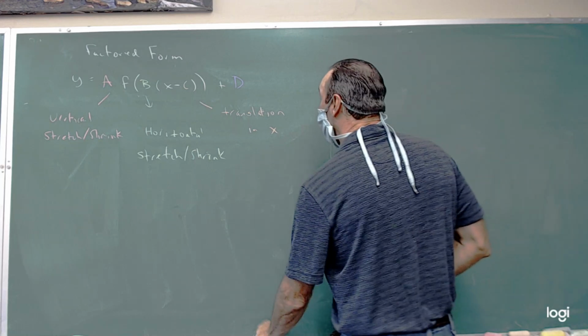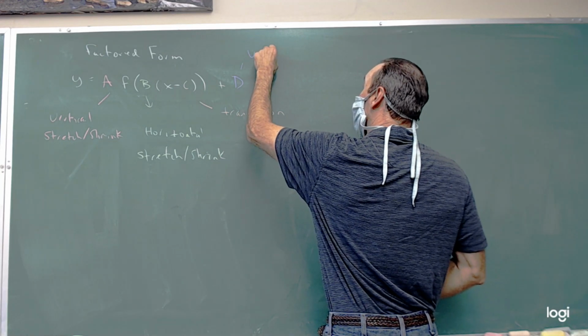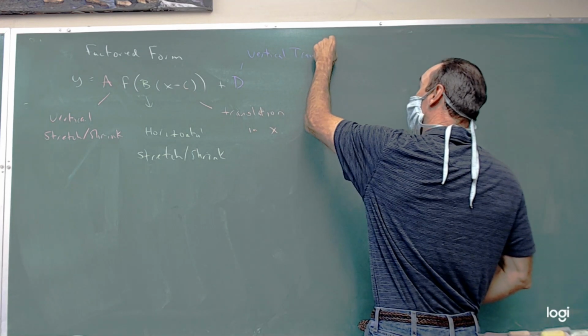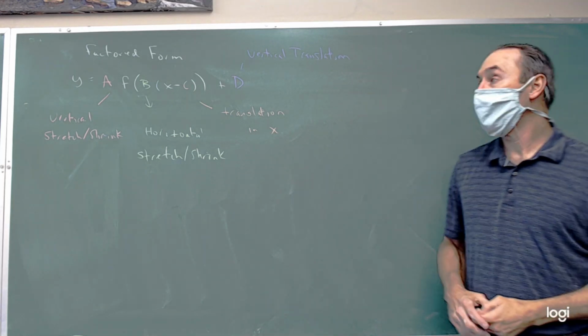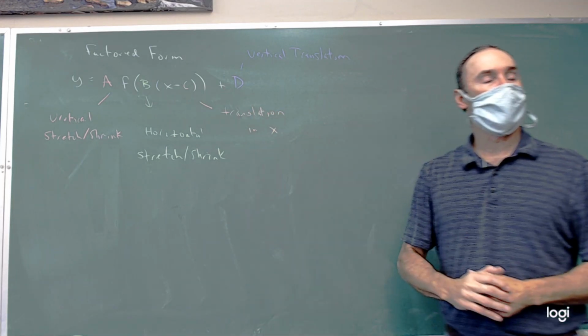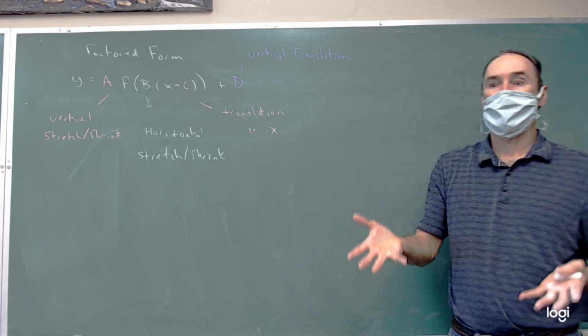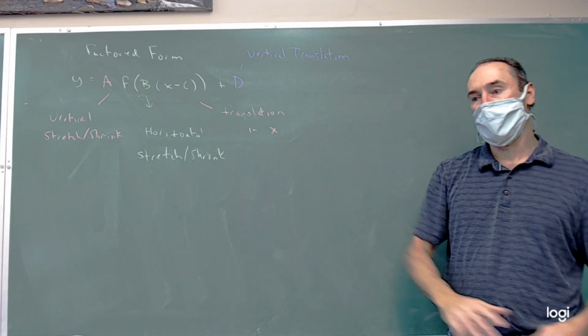Okay. And then the D is going to be the vertical translation, or some people call it a vertical shift. And so that is going to move everything in the y direction, and there it's going to be the same value of what you see. And so if you see a positive 4, that's going to move everything up 4. If you see a minus 2, that's going to move everything down 2.